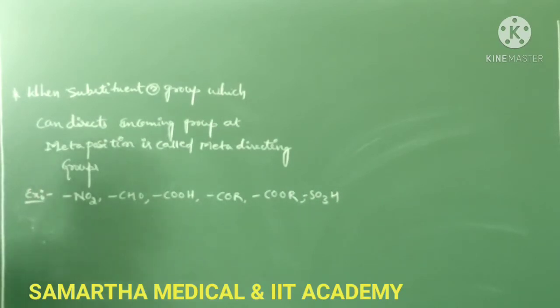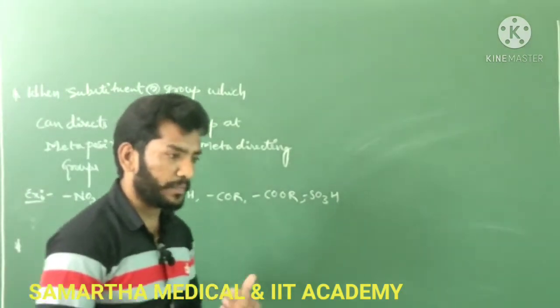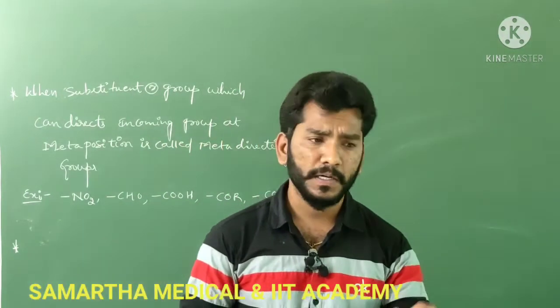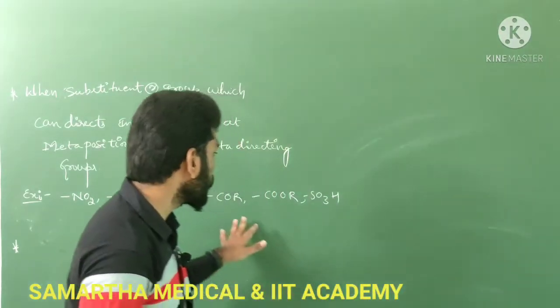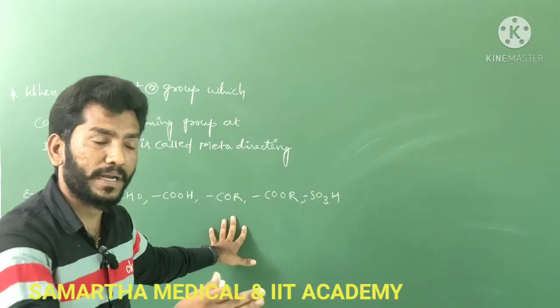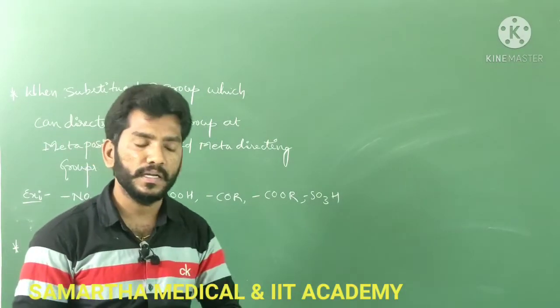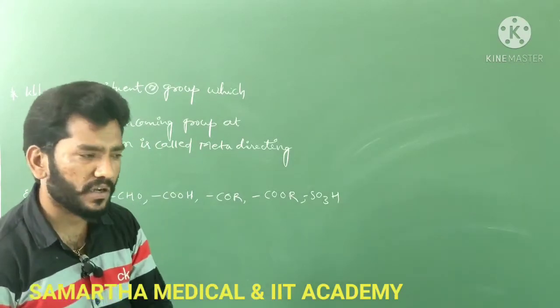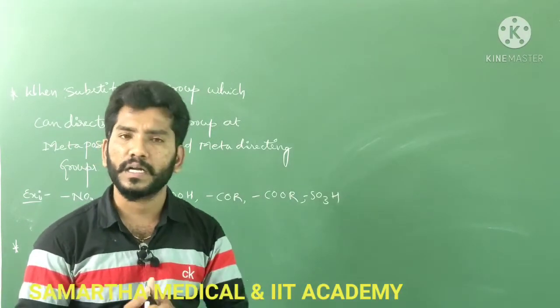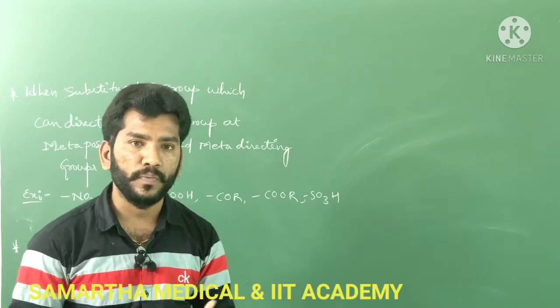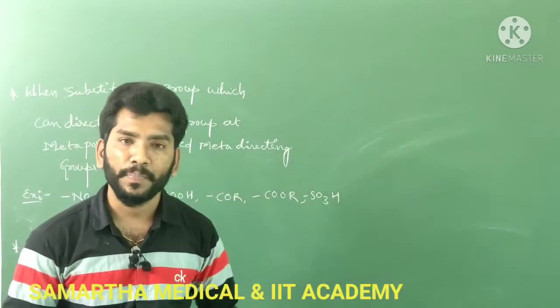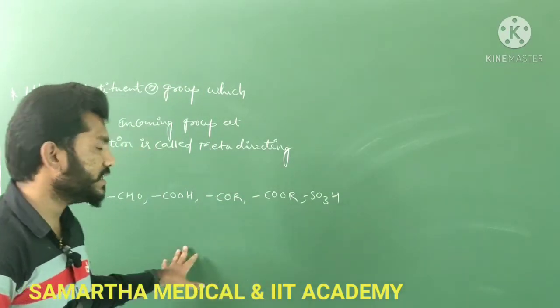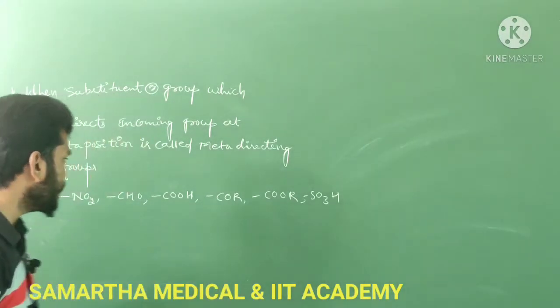So let us take how some groups behave as ortho and para directing groups, and how other groups behave as meta directing groups. By discussing the resonating structure of a particular group, we come to know why we call these groups ortho and para directing groups and meta directing groups. So let's go with that.